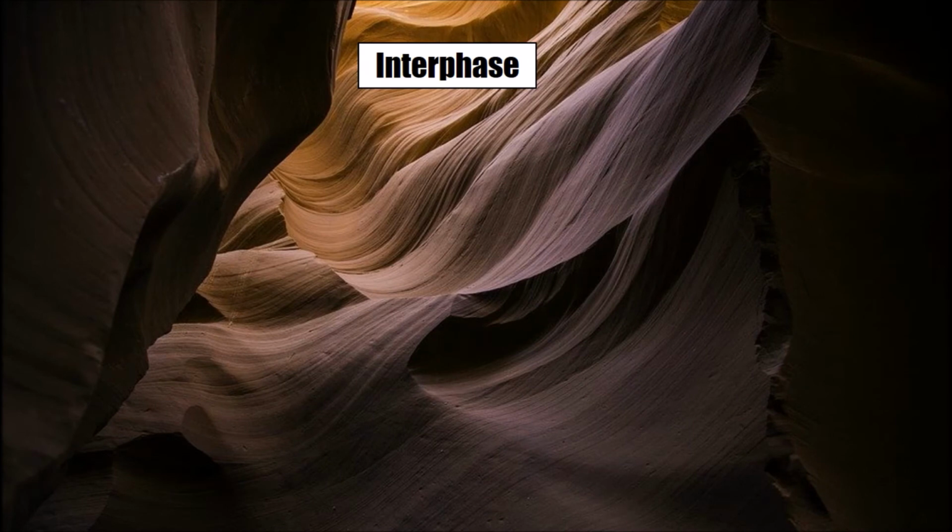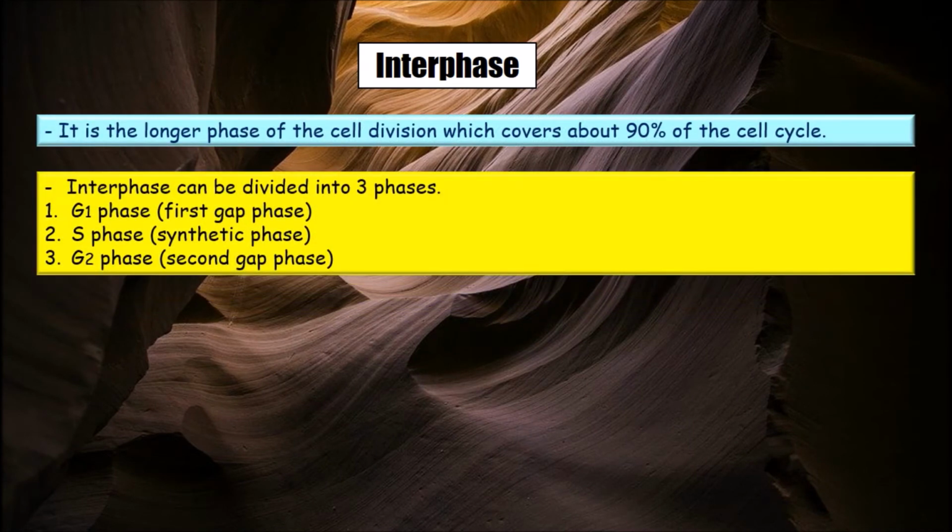Interphase. Interphase is the longest phase of the cell cycle. It covers about 90% of the cell cycle. Interphase can be divided into three phases: G1 phase, that is the first gap phase; second, S phase, that is the synthetic phase; and third, G2 phase, that is the second gap phase.